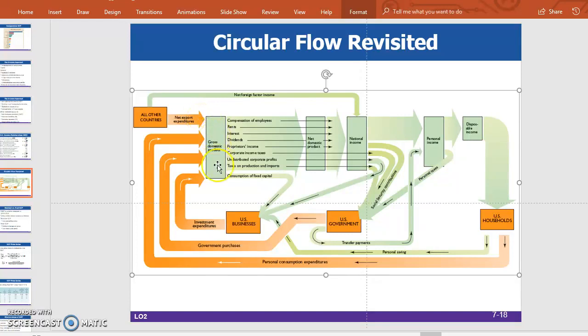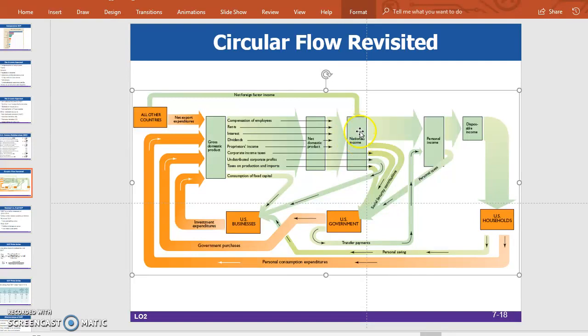Remember those four components in the expenditure approach, and all of these are what? Income. And then if we make these three deductions from GDP, if we take these three away, we get net domestic product. And from that net domestic product, if we add back what? Net foreign factor income, we get national income.